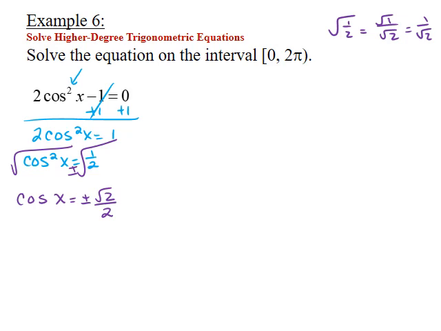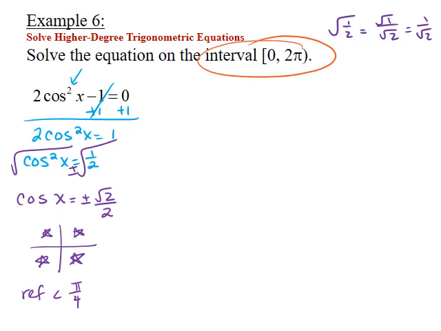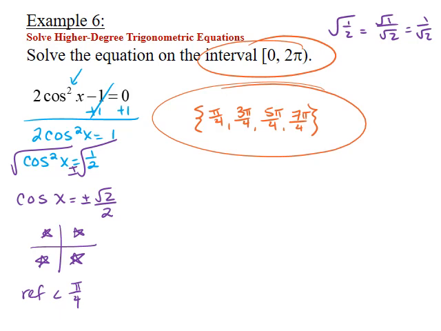Okay, well, I want to find out when cosine is positive and negative and equal to root 2 over 2. Well, that's all 4 quadrants, and it's multiples of pi over 4, so my reference angle is pi over 4. So I need to identify all multiples of pi over 4 within one revolution. And when I do, I get pi over 4, 3 pi over 4, 5 pi over 4, and 7 pi over 4. And those are the solutions to this equation.